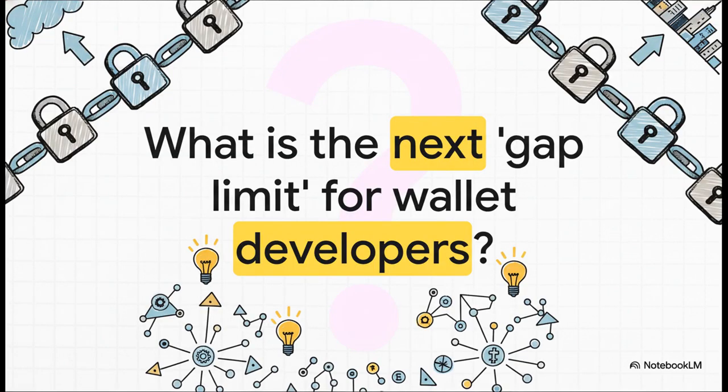When you step back and look at it, the xpub and xprv system is an elegant solution. It brilliantly balanced security with convenience, solved that whole many keys problem, and it really built the foundation for so much of the crypto world we have today. But it does make you wonder, right? What's the next gap limit? What's the next hidden challenge that the wallet developers of tomorrow are going to have to solve?